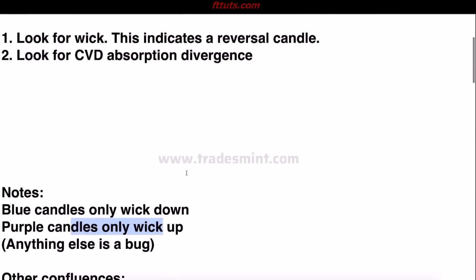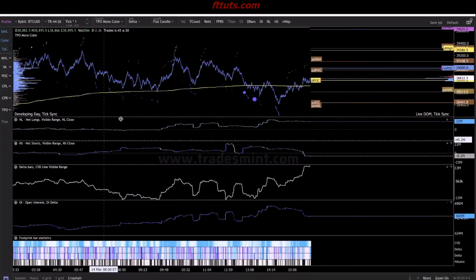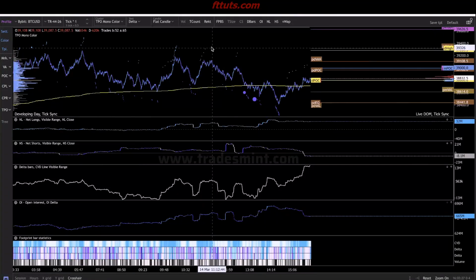Okay, so let's talk about other confluences. Because what I just went over is the basic strategy, but there are other confluences you can use in order to make this much juicier. For the best trades, look for key levels. Look for golden pockets. Look for previous day levels. Look for the VWAP. Look for daily levels, weekly levels. If you can identify a key level on your chart, then absolutely take that trade more seriously as if you were going to do more than a scalp, okay?